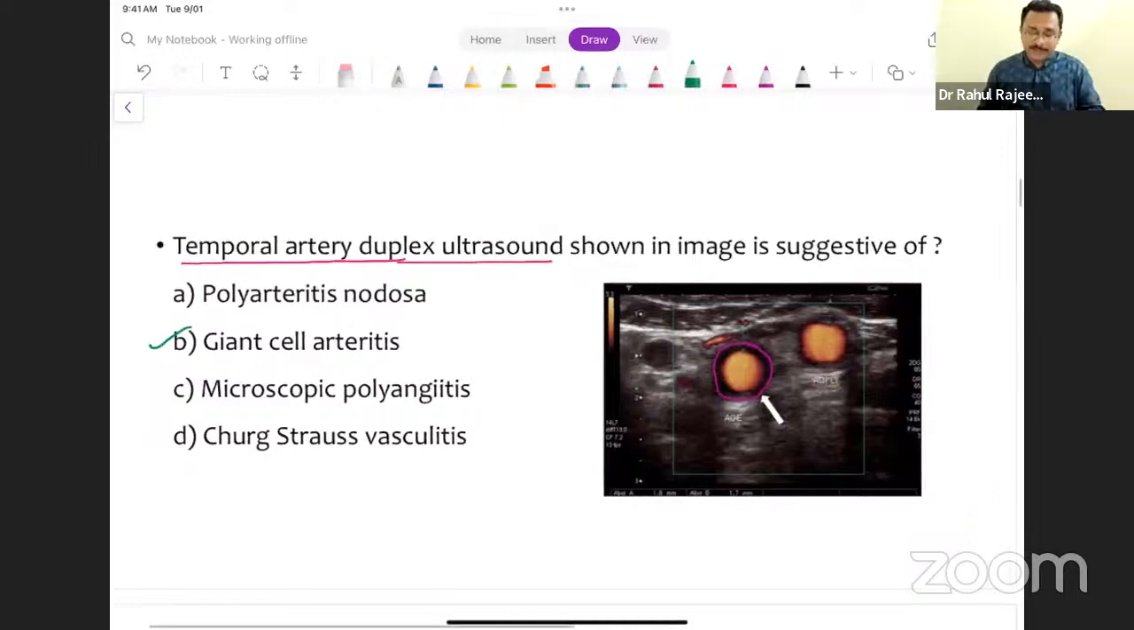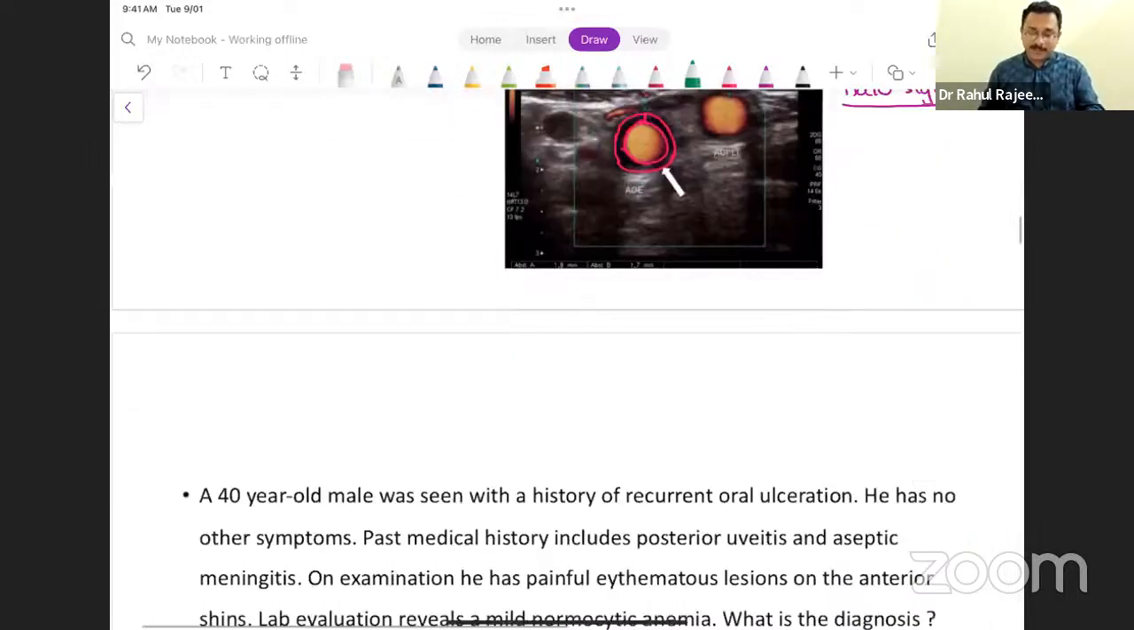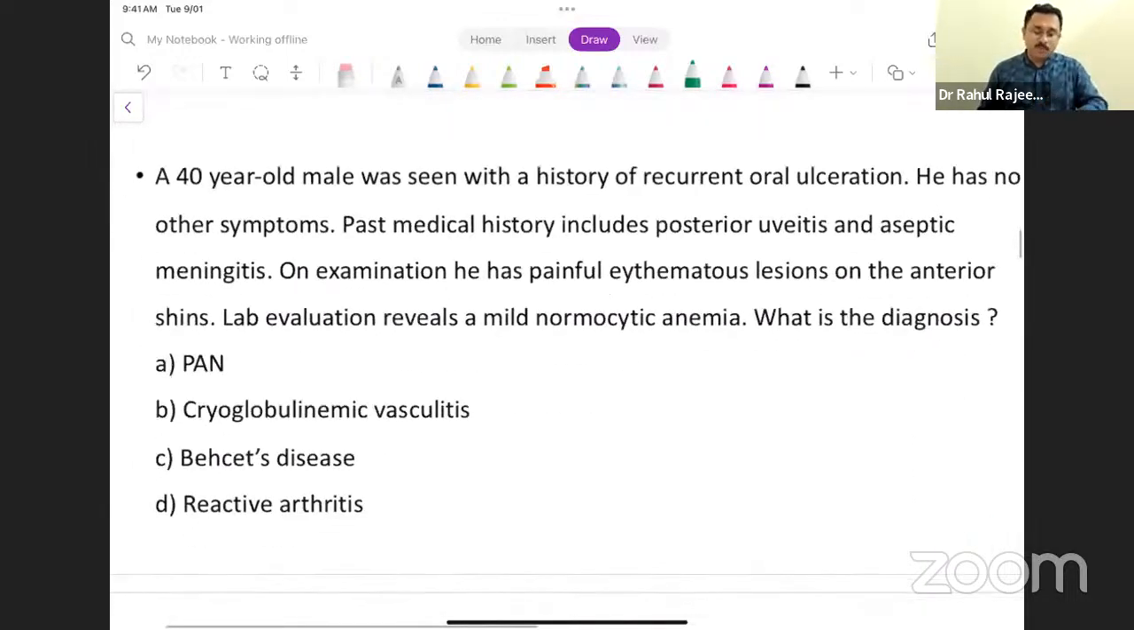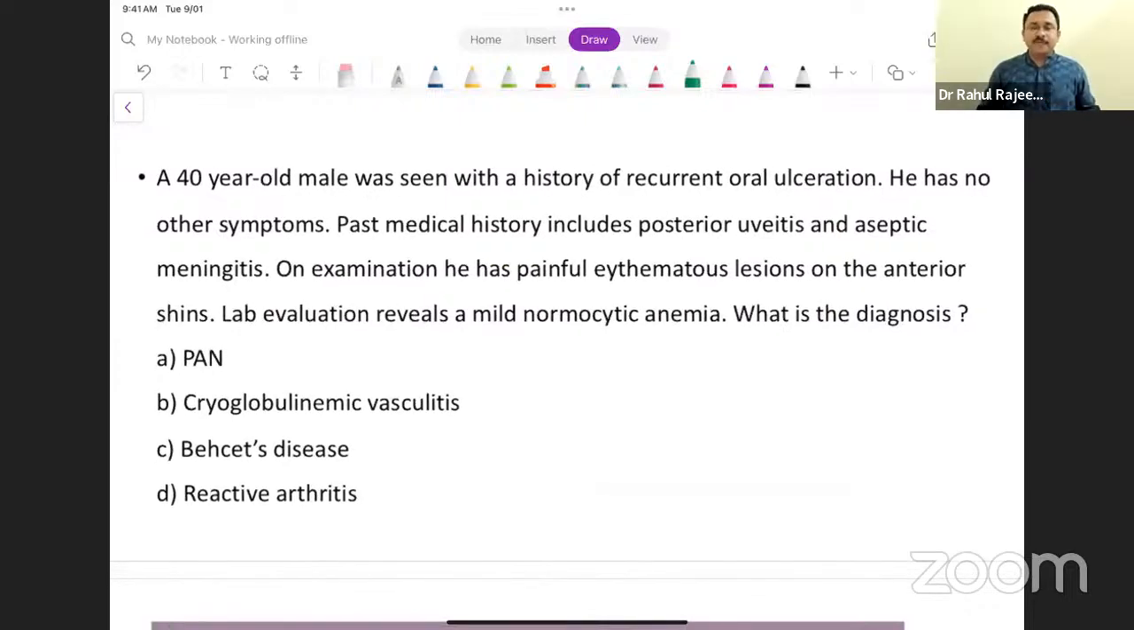Okay, good. Let's go to the third question. A 40-year-old male was seen with a history of recurrent oral ulceration. Now, this is a key word. A very important key word is this one. No other symptoms. Past history includes posterior uveitis and aseptic meningitis.